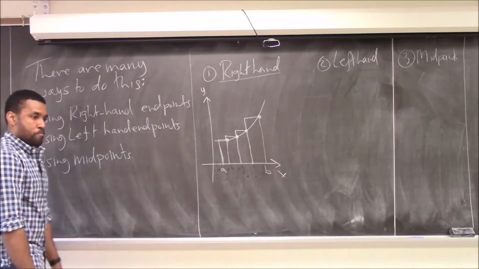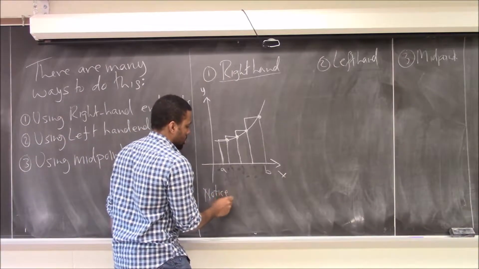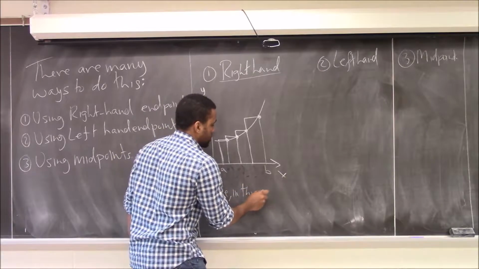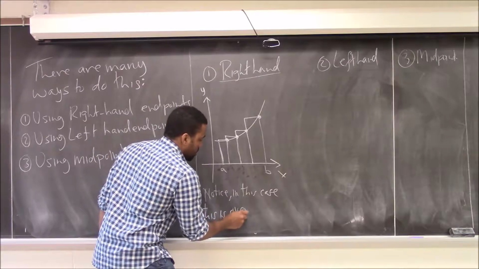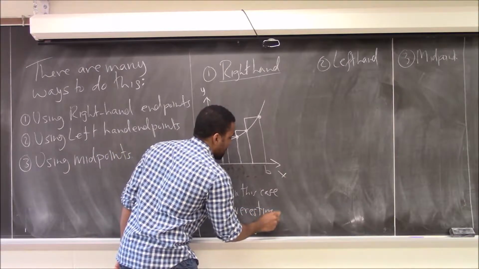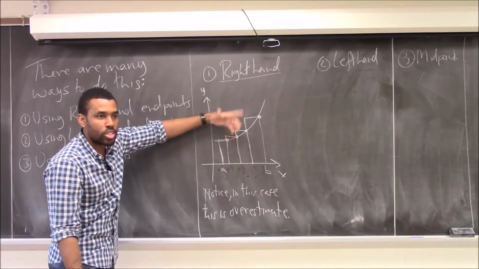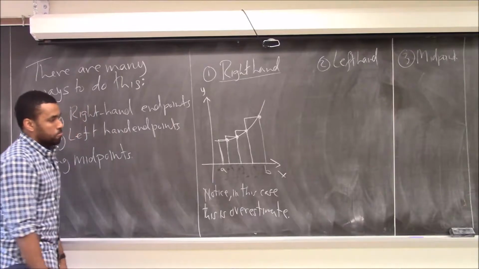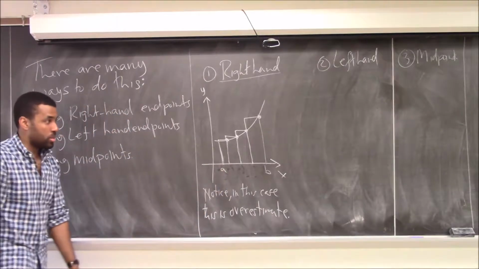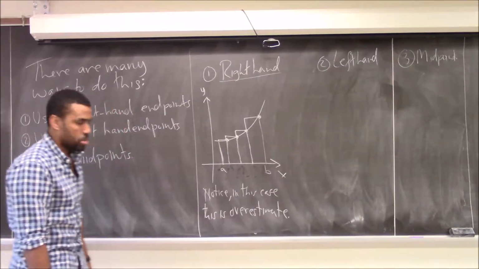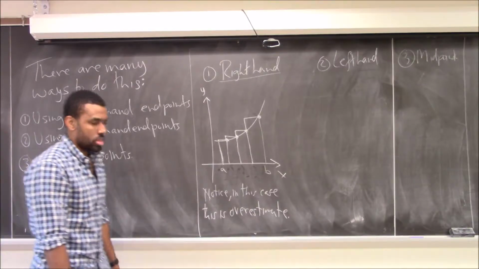Now notice here, it's not always the case, but in this case it's of course going to be an overestimate, right? Notice that your rectangles actually cover the area under the curve plus a little bit more. So with this particular function, using the right-hand endpoints, I get an overestimate. The curve is increasing, and that's why it gives me an overestimate. But this is the idea: I want to approximate the area under this curve using the area of the rectangles.